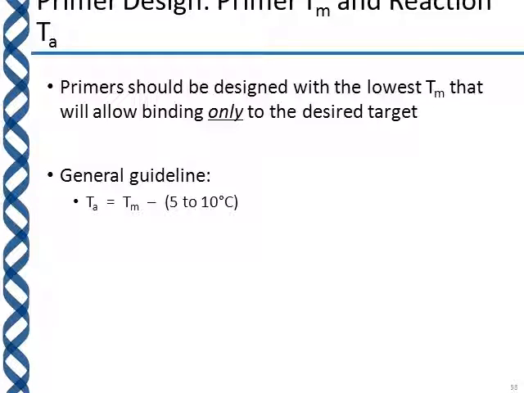So generally you want your primers to be designed with the lowest TM that will allow specific binding only to your desired target. So if you think back to slide 23, the thermodynamics slide, the primers bind to all of the DNA everywhere. What determines whether they stay bound is the TM of that particular binding at that site, as well as the amount of energy you're putting into the system, which in this case is the TA. That's the temperature of that annealing step. And so the general guideline is that you want your annealing step temperature to be 5 to 10 degrees lower than the TM of your primers.